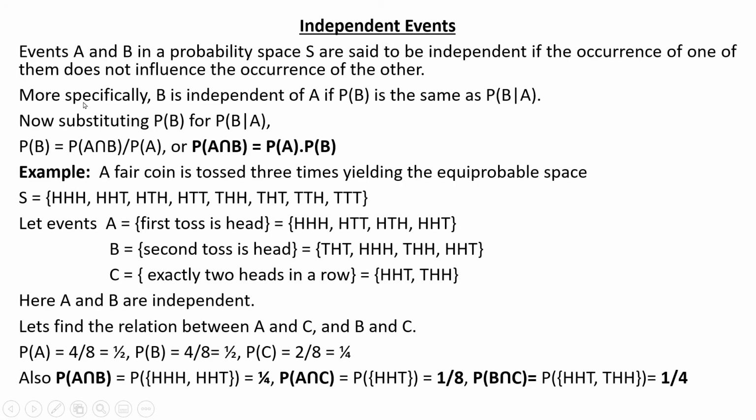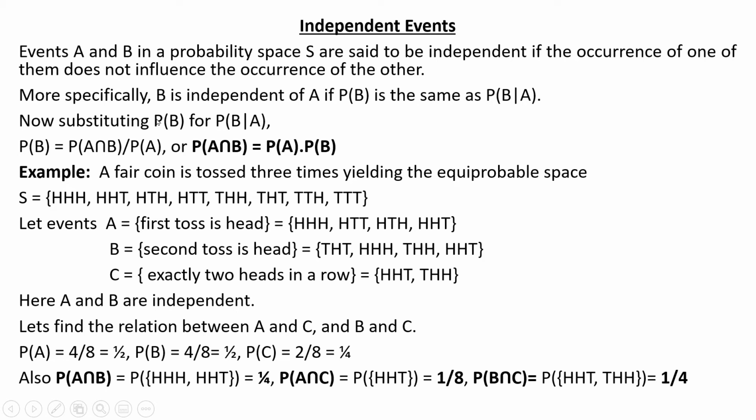We also have independent events. Events A and B in a probability space S are said to be independent if the occurrence of one of them does not influence the occurrence of the other. More specifically, B is independent of A if probability of B is the same as probability of B given A. That means A is not influencing B. Now substituting probability of B for probability of B given A, we get probability of A intersection B is probability of A times probability of B.